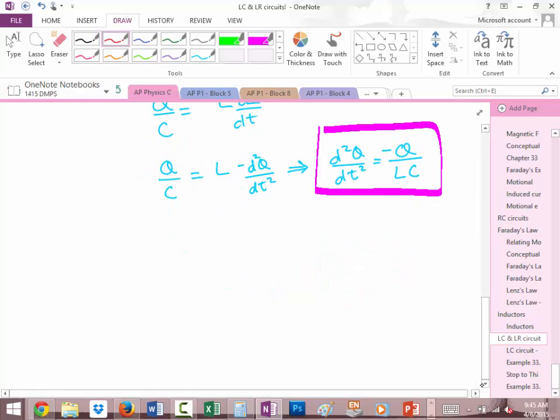But partially because last semester we did see something that looked like this. Here the Q is our variable, and you've got the negative 1 over LC, and the 1 over LC is our omega squared.